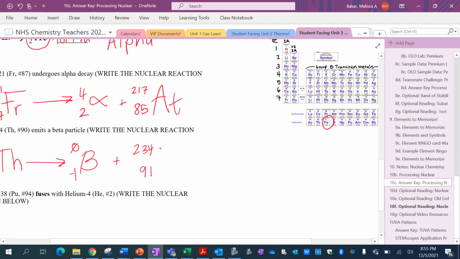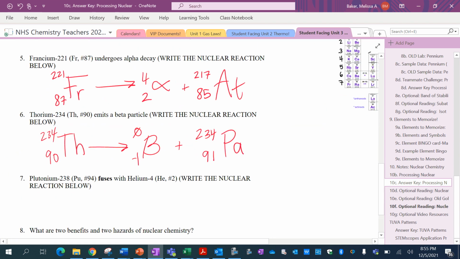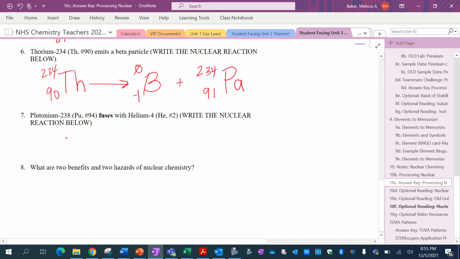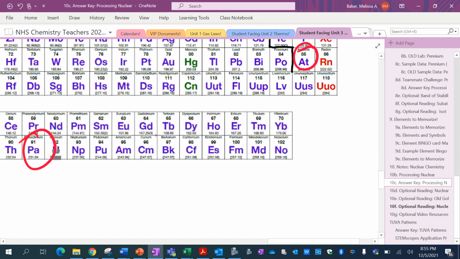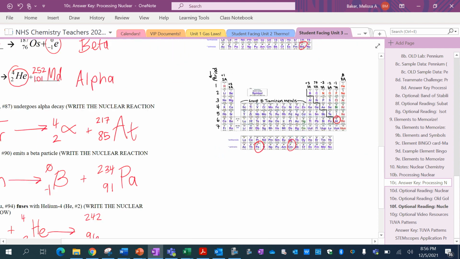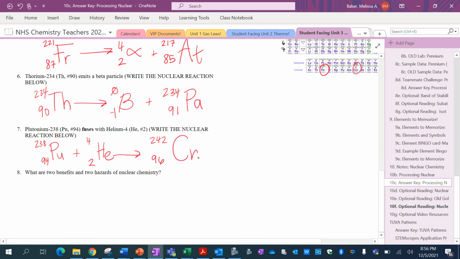And then this last one, plutonium, which is number 94, 238, fuses with helium. Notice the plus sign is to the left of the arrow in a fusion. And we're going to make 242, and now we're going to be element 96. So we've got to look up 96, that's curium. And so that's Cm, was it? Yeah, that's right.